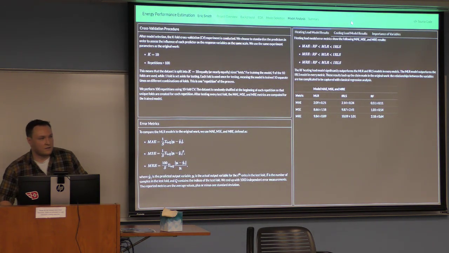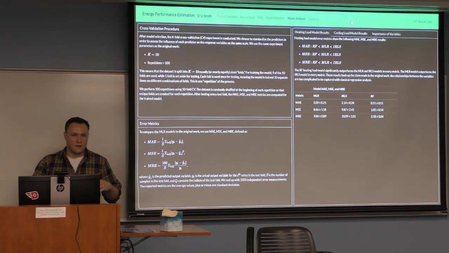Okay, so for analysis, the experiment they did in the original work was a 10-fold cross-validation procedure over 100 repetitions. I'm not going to go into depth on how that's done, but it's basically just randomly splitting the data into different subsets, training on the training data, and testing with your single test fold. You do that 10 times for 1 repetition. You do it 100 times, you end up with 1,000 error metrics.